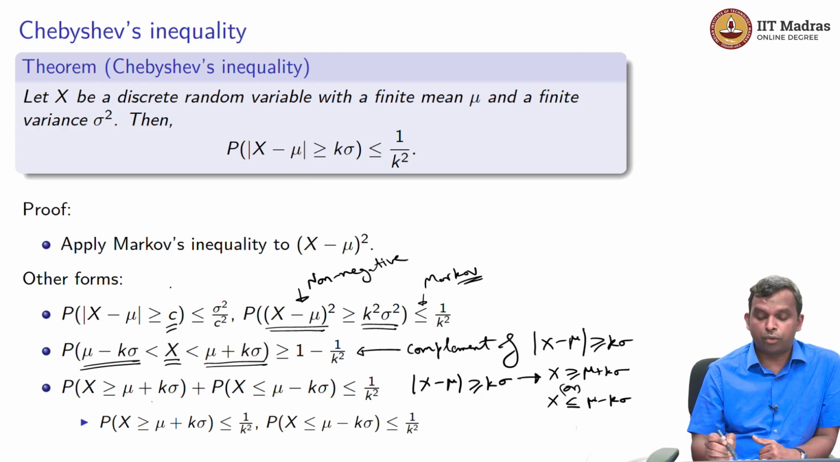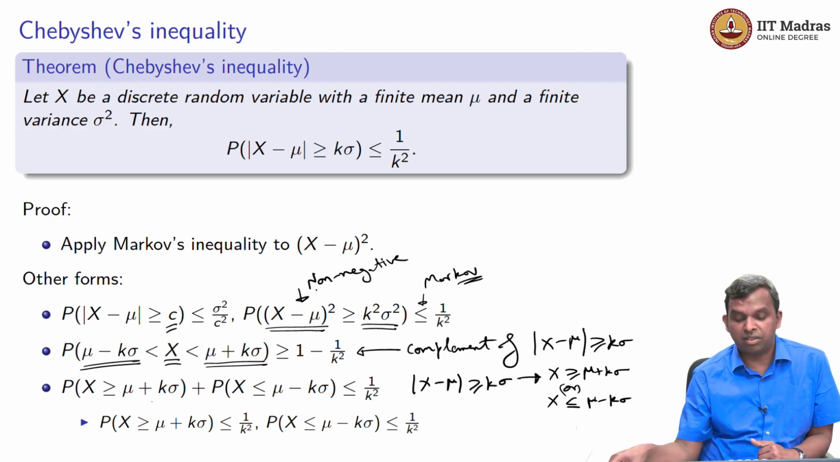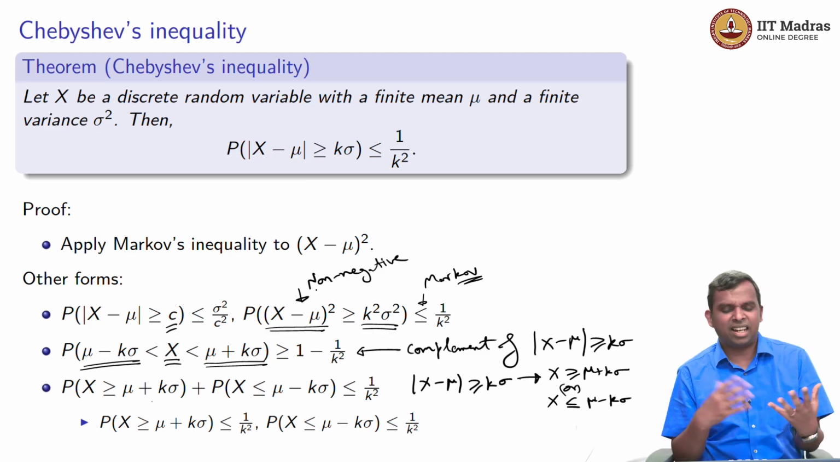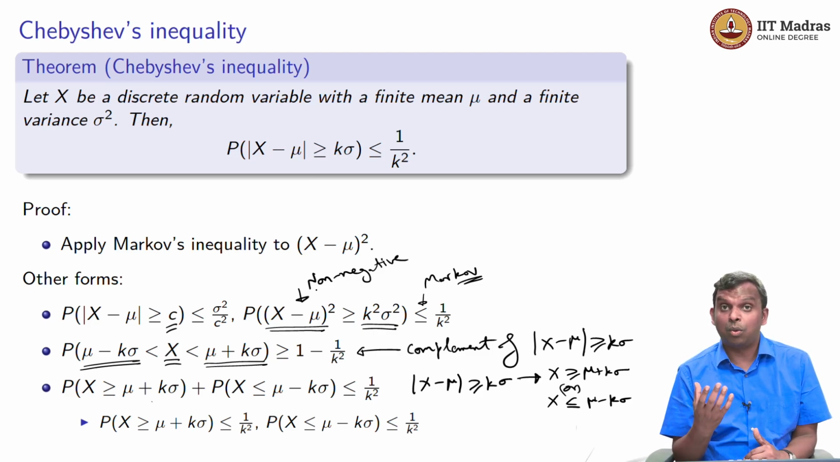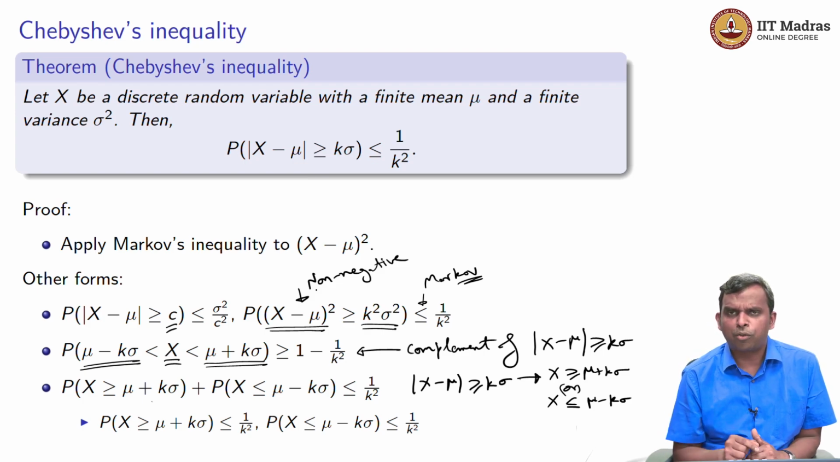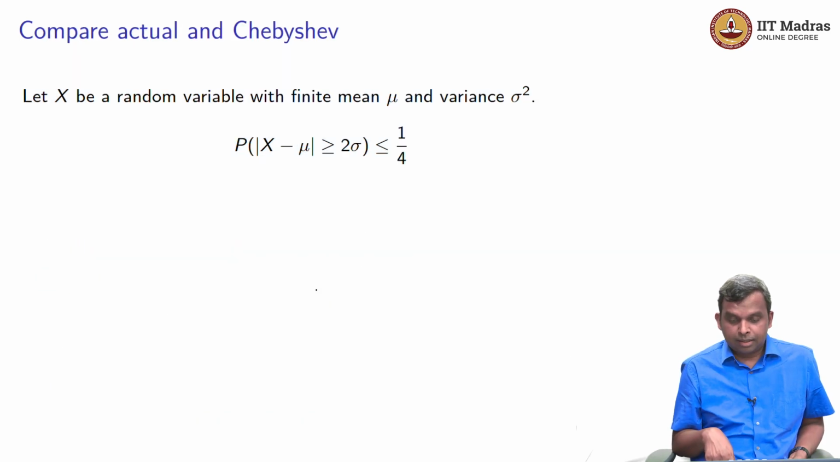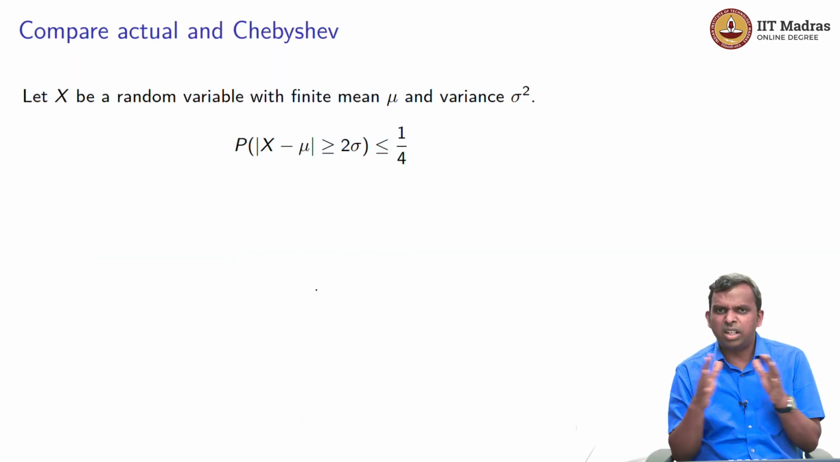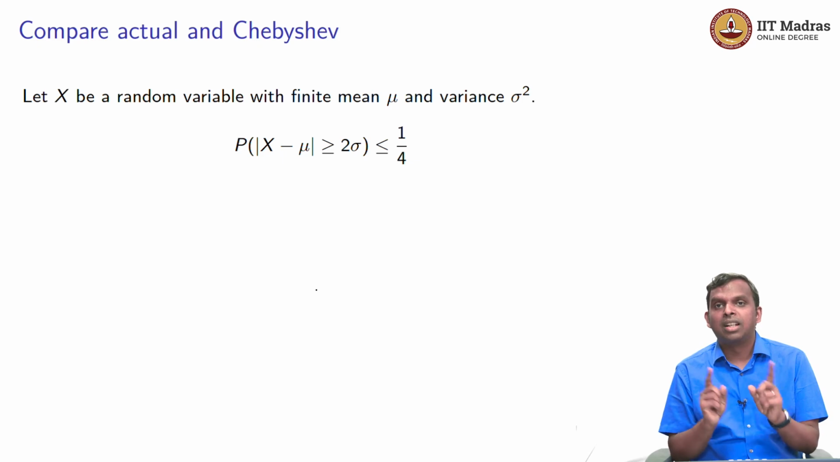So these are all the different forms in which you can use Chebyshev's inequality. It is the same thing written again and again in different ways, and hopefully you see why this is just Markov's inequality applied to (x − μ)². So it is very powerful. It tells you how x is distributed around its mean, in units of σ.